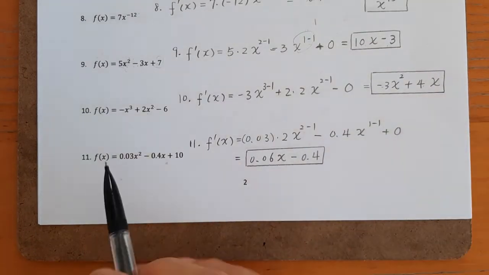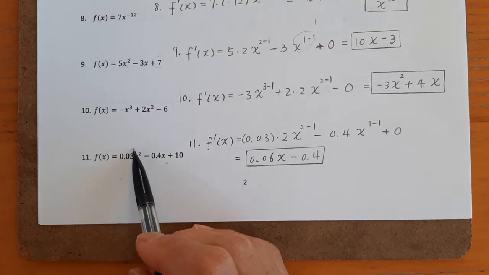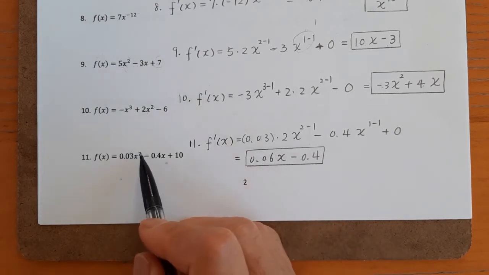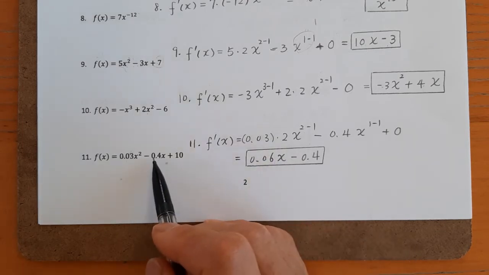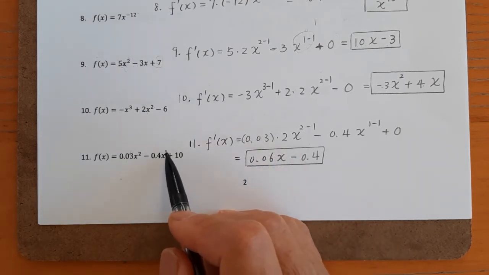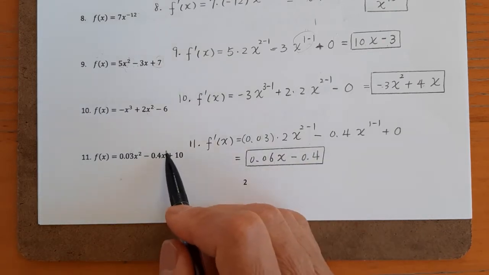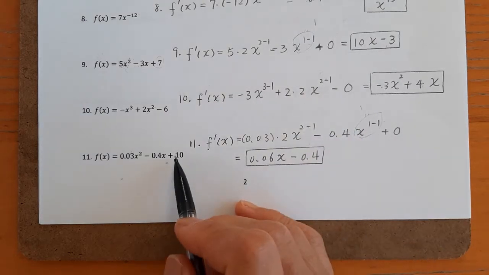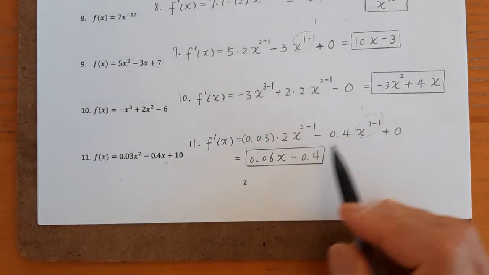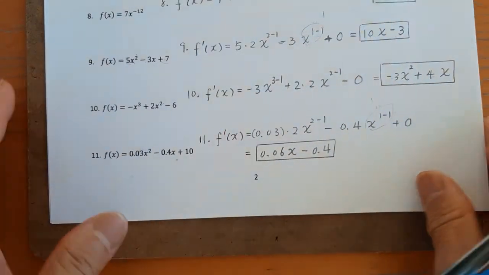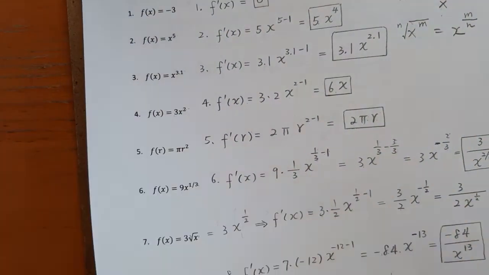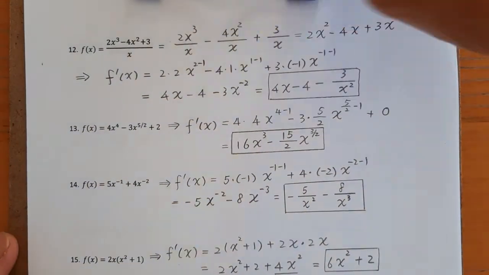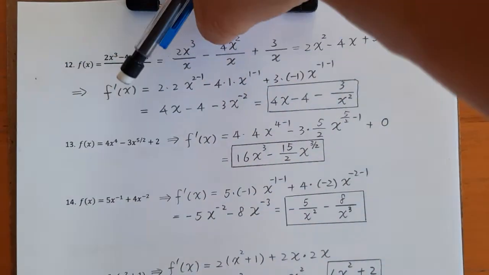And question 11, this is 2 coming down times 0.03, get 0.06. 2 minus 1, so it's x to the power 1. Then minus 0.4 times 1 is 0.4, x to the power 1 minus 1, which is x to the power 0, and that's equal to 1. And 10 derivative is 0. Constant term derivative is 0. So apply those rules and you can get the answer. This is to practice those rules.